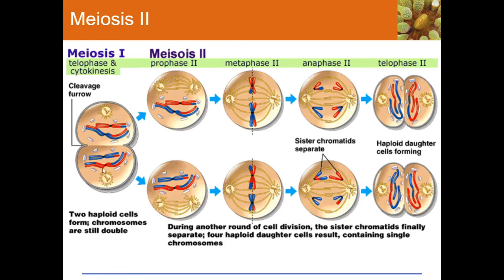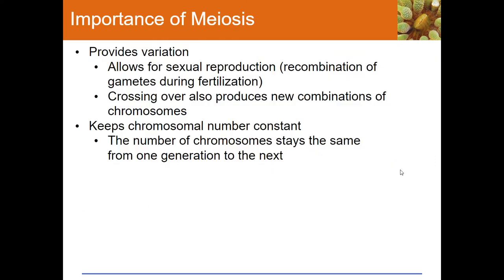So again, we've gone through meiosis 1, meiosis 2 here. You can see the picture again. Sister chromatids separating, and we have 4 unique haploid cells. Alright, so importance of meiosis: it provides variation. This is very important. So that allows for sexual reproduction, recombination of gametes during fertilization.